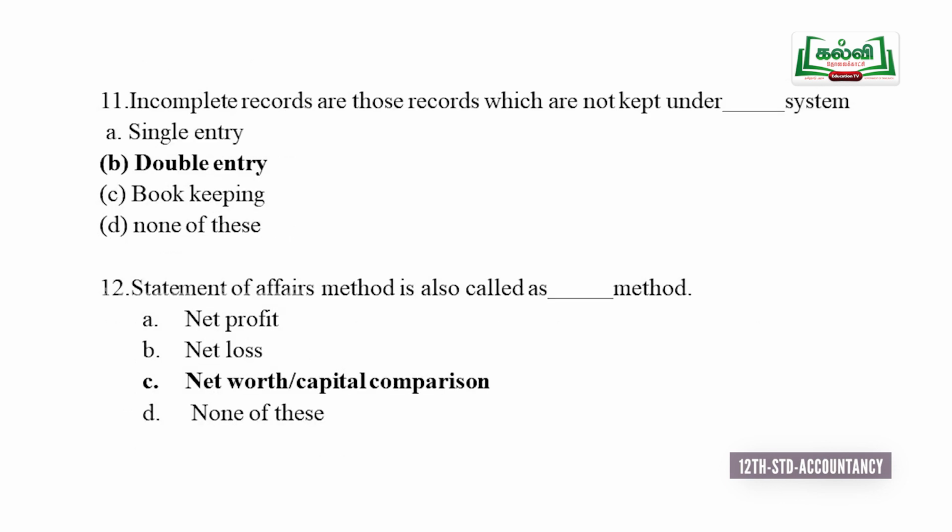Next, incomplete records are those records which are not kept under dash system. Incomplete records are the single entry system. Bookkeeping means accounting standards are followed. So, the answer is double entry system.